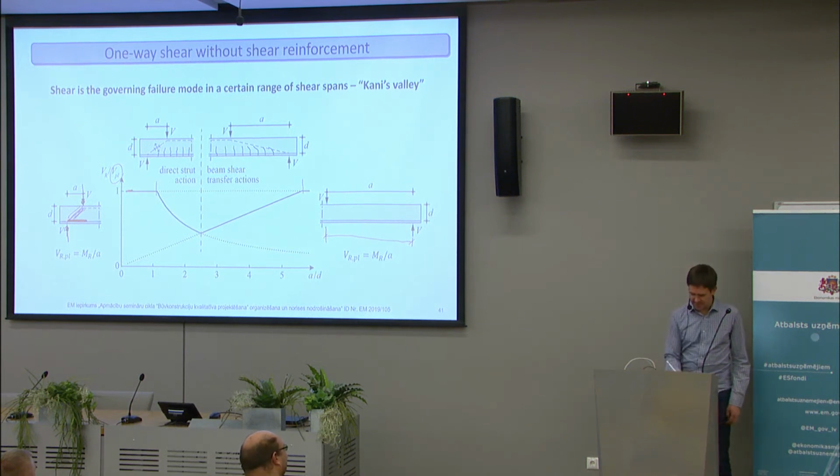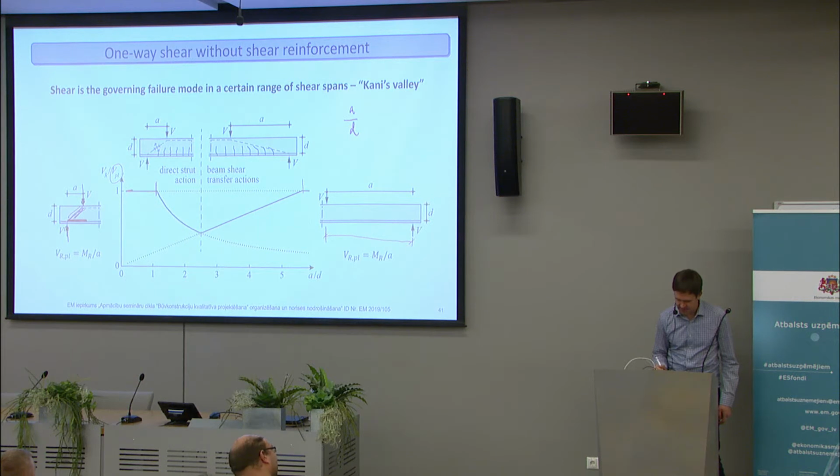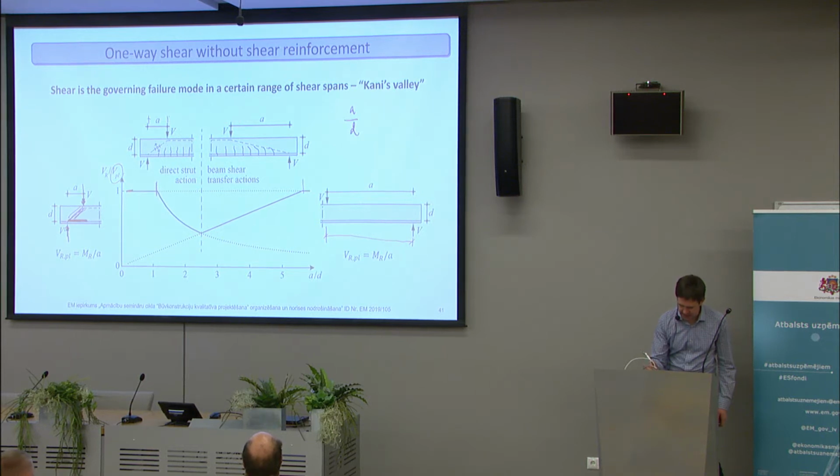And it has been seen that the shear slenderness, which is defined as a divided by d, where a is the distance between the load and the column, or in more general cases, a can also be given as M divided by V.